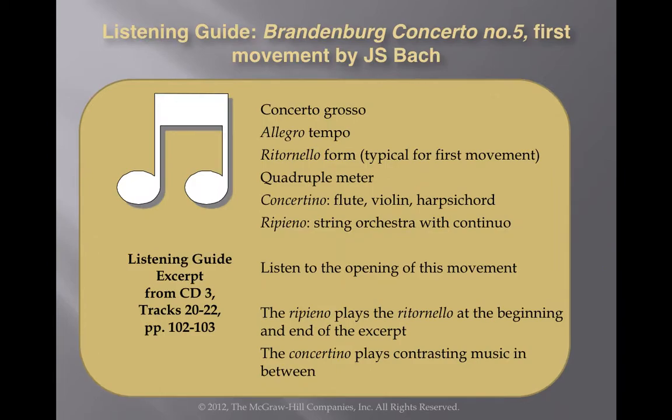When you listen to Brandenburg Concerto Number 5, our second listening example, you will hear the two different groups and the differences between them. This includes the concertino, the small group of solo instruments made up of flute, violin, and harpsichord, and the ripieno, the large orchestra, which includes the strings as well as harpsichord continuo. You will also hear that this example is in ritornello form. Again, the theme of the piece comes back every so often throughout the entire movement.